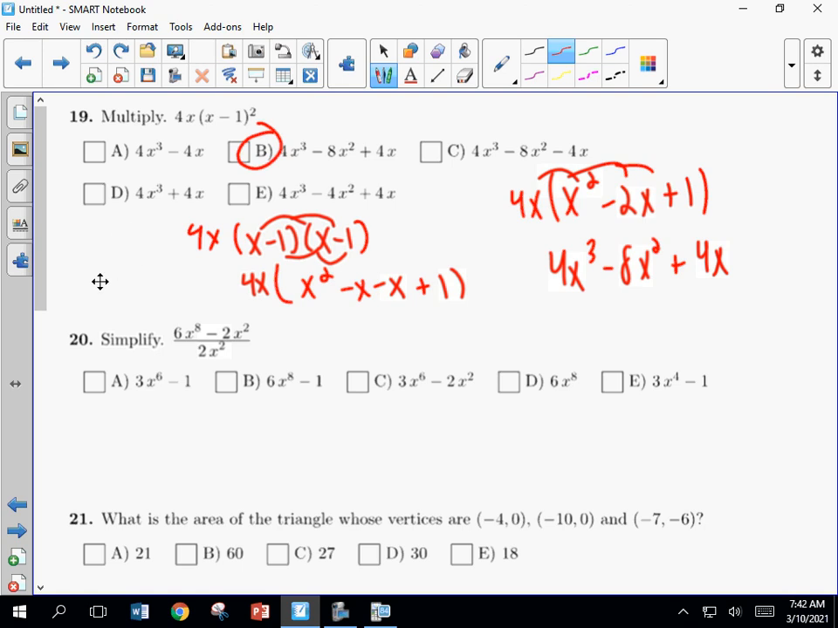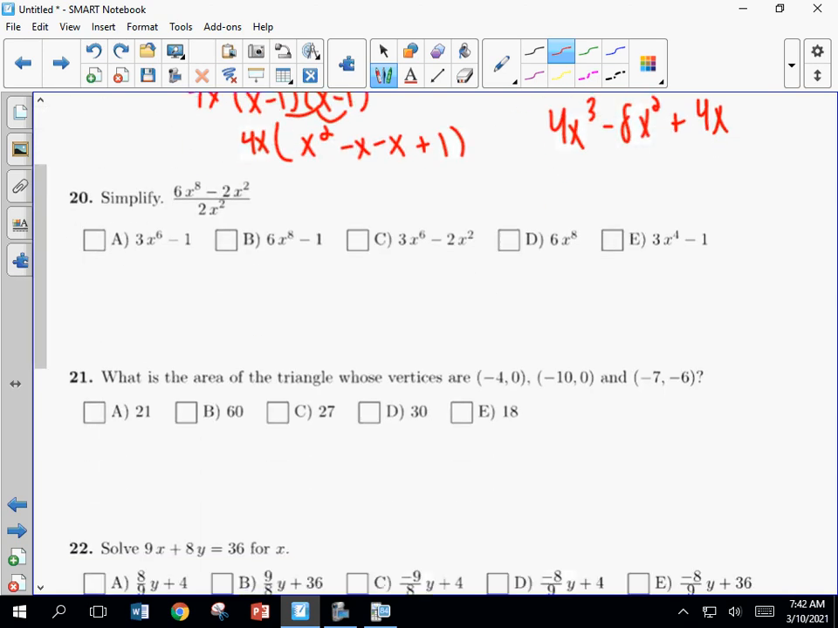B is your answer. All right, 20. 20 is not that bad, but anytime you have a fraction and there's addition or subtraction up top, you are allowed to break it up into 2 different problems. The denominators stay the same. So when I break it up, you can move this part to 1 and then this part to 1, but the denominator stays the same.